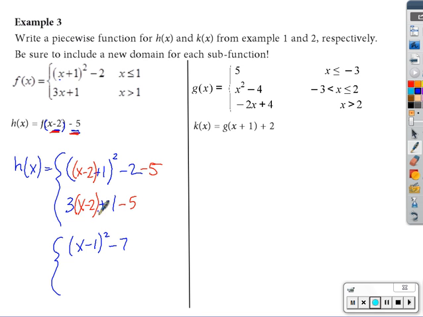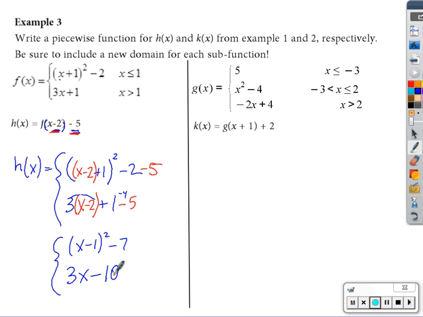Okay, and then here I could distribute the 3 if I wanted to. You don't really have to. All right, but the positive 1 and negative 5 make negative 4. When I distribute the 3, I end up with a negative 6 and negative 4. So I get 3x minus 10, I believe, for that second equation.